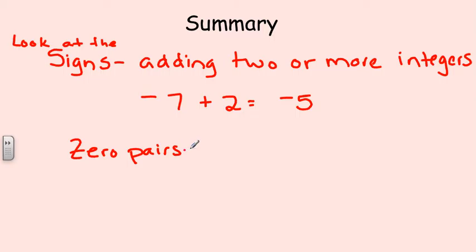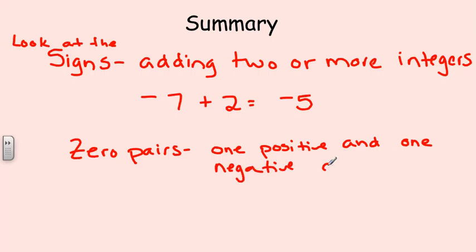0 pairs are where you have one positive and one negative, and their sum is 0. And that will help you eliminate some of your choices in the numbers when you're adding them together.